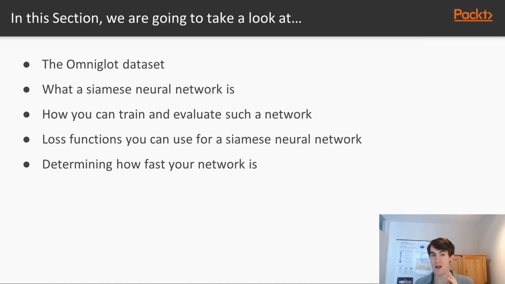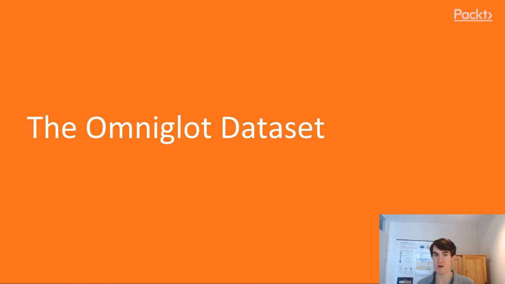I'm going to spend a whole video talking about different loss functions you can use for your Siamese neural network. And at the end, I want to do a special video where we are going to determine what factors influence how fast your neural network is and how fast it is training, etc. But first, I'm going to discuss the Omniglot dataset.